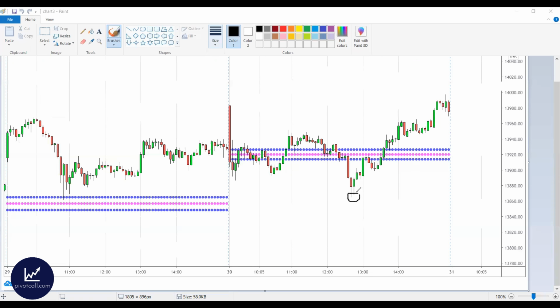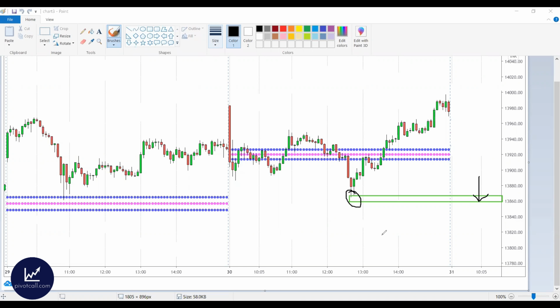That is what happened the next day. It came exactly near that demand zone, and just like last time it bounced, at the same level it bounced again. So this is your demand zone for the next day as well, where the market bounced on the previous day. This is the level I will keep an eye on.